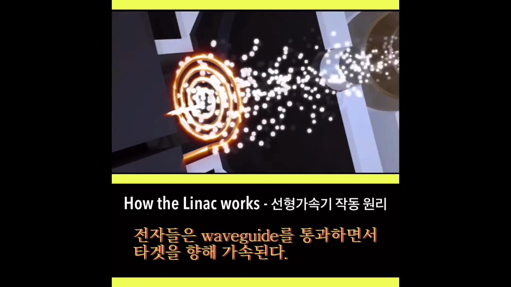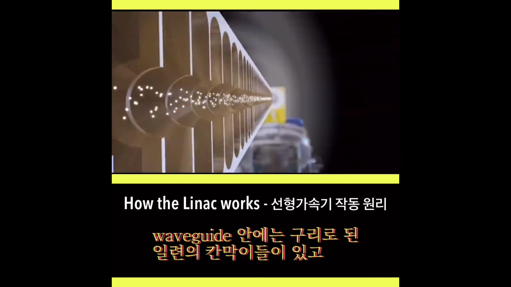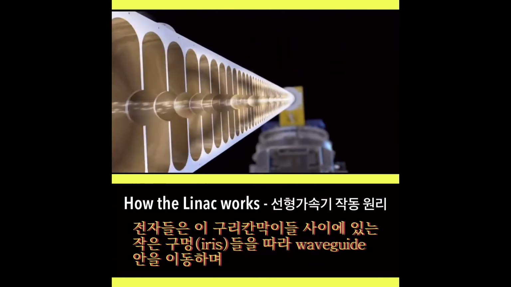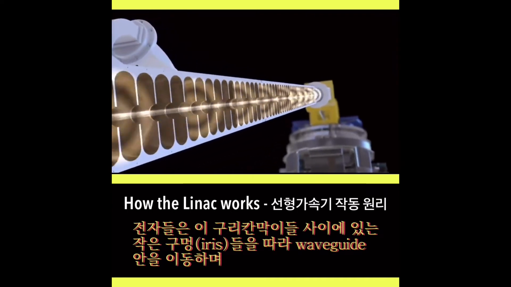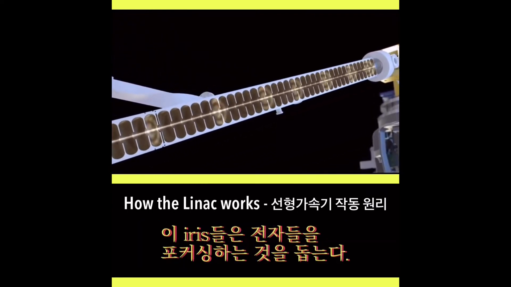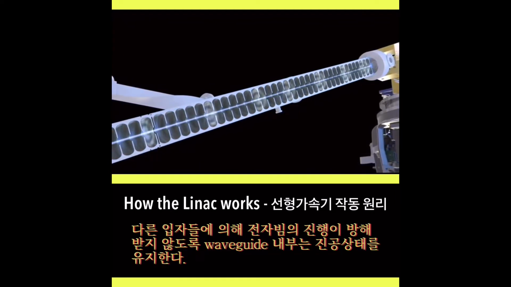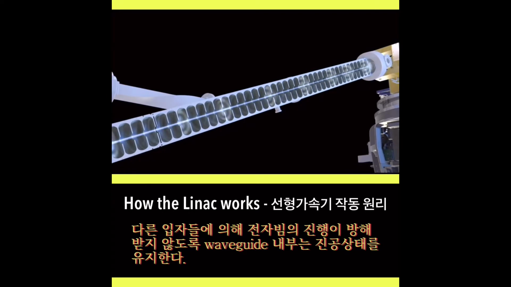The electrons are accelerated along the waveguide toward the target. The waveguide contains a series of copper cells. Small holes, or irises, between these copper cells allow the electrons to travel along the waveguide and help to focus the beam. A vacuum is created to ensure that the electron beam is not impeded by other particles.